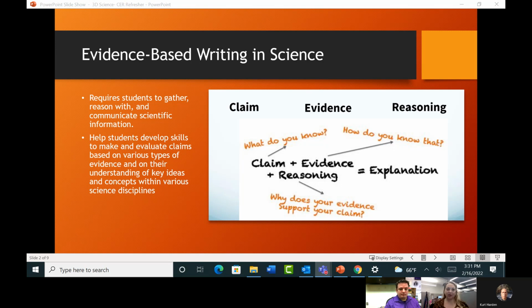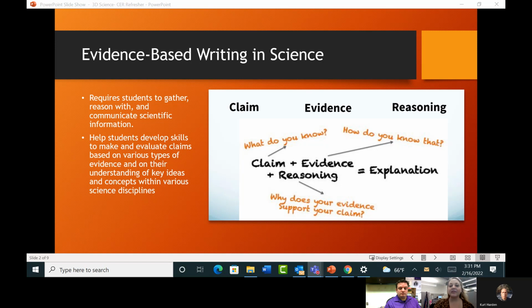So CER basically is evidence-based writing in science. It requires students to gather, reason with, and communicate what they learned. So an explanation or a scientific argument. It also helps them develop skills to make and evaluate claims based on various types of evidence. And they're basically demonstrating their understanding of key ideas and concepts within the different content areas or disciplinary core ideas in science.